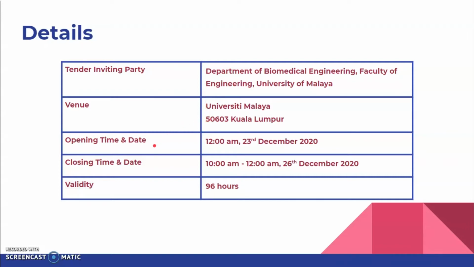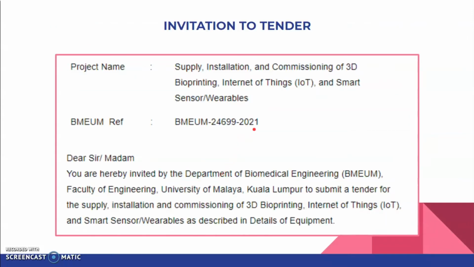The opening time and date for this project is 12 a.m., 23 December 2020, and the closing time and date for this tender is 12 a.m., 26 December 2020. So the validity of this tender is about 3 days or 96 hours. Next, here are some other details about the tender.